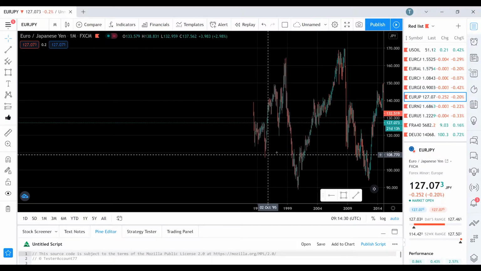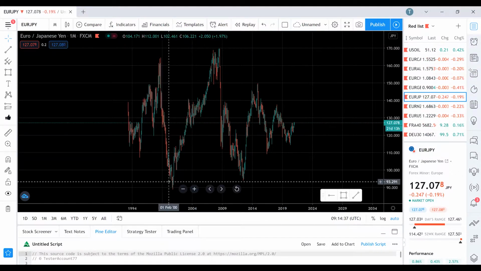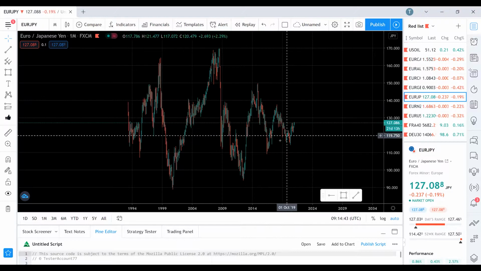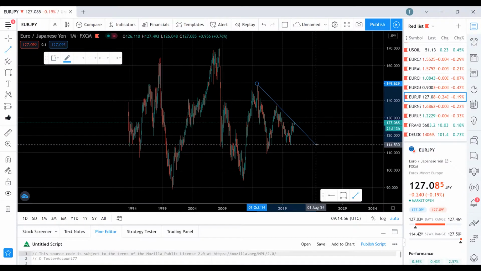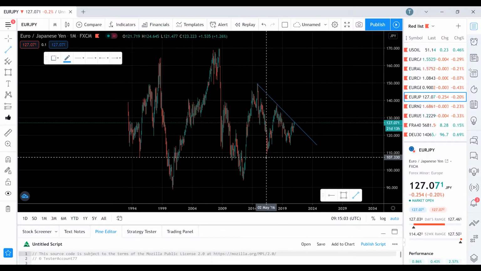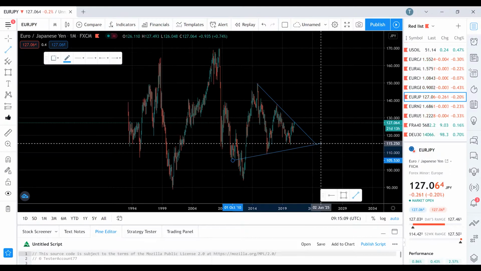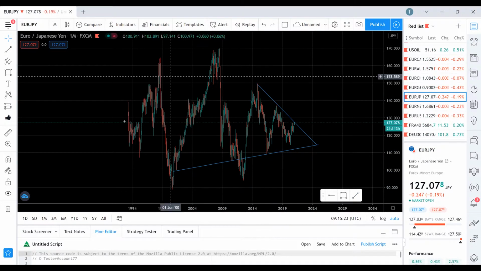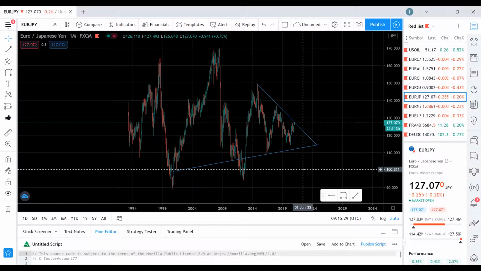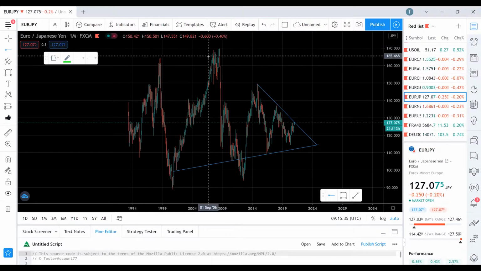EURJPY. Start on the monthly. Trend resistance here. Trend support here. So we're at trend resistance, so watch out. I'd like to see this trend resistance break for buys.